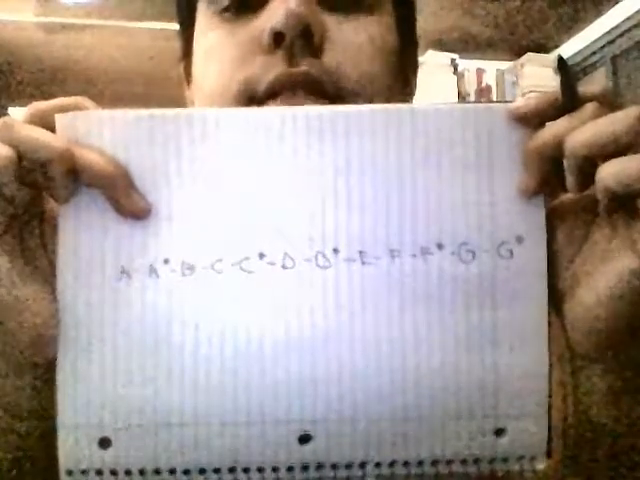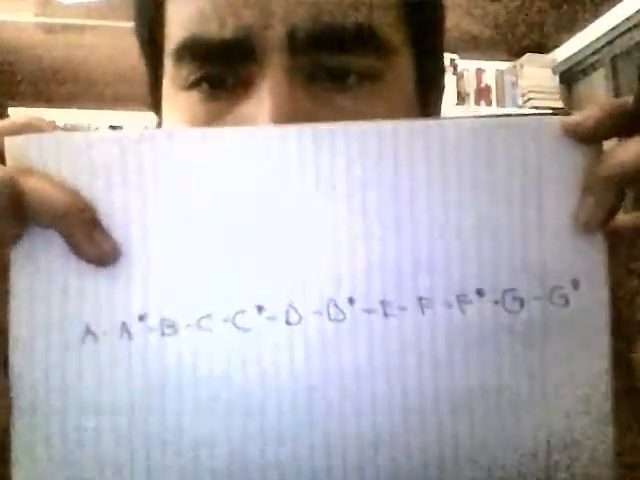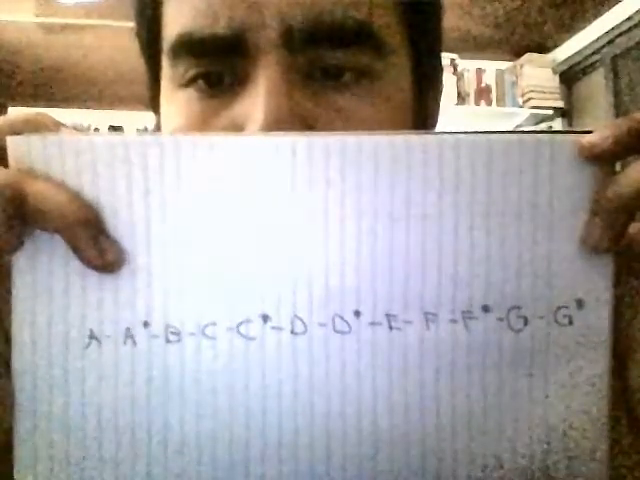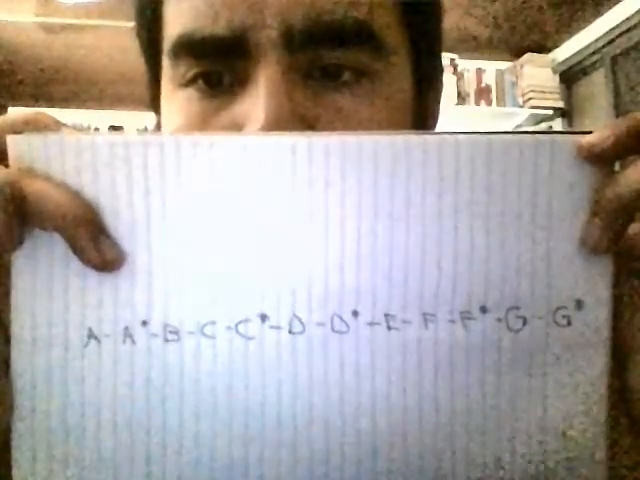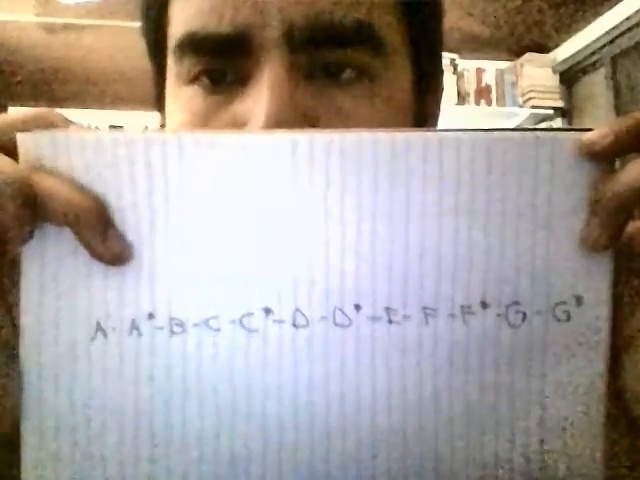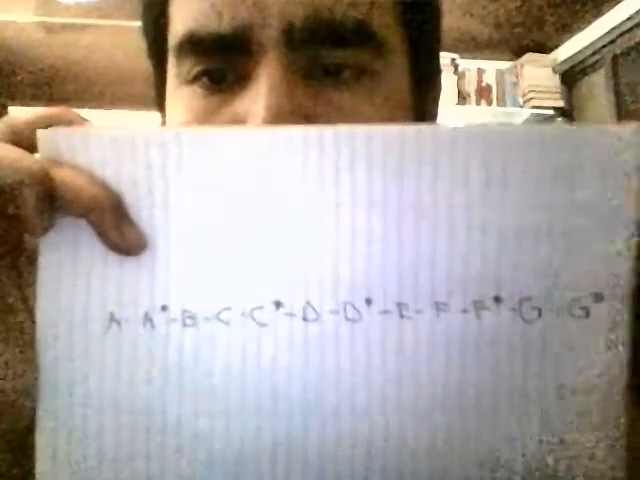Alright, is this clear? Trying to get the lighting just right. It's the alphabet. Okay. So what did this guy say last? Oh, that's right.